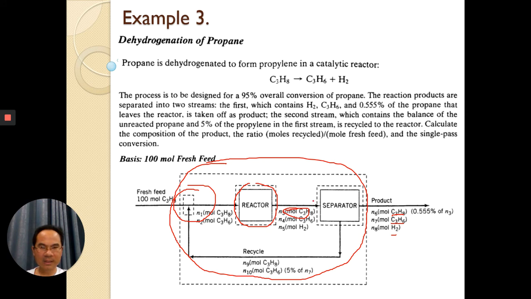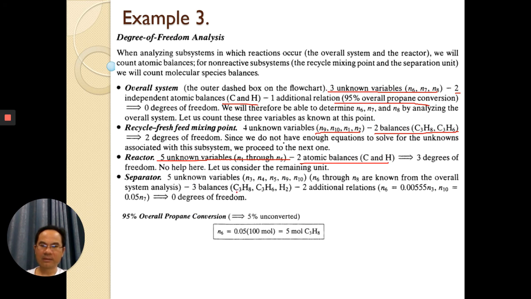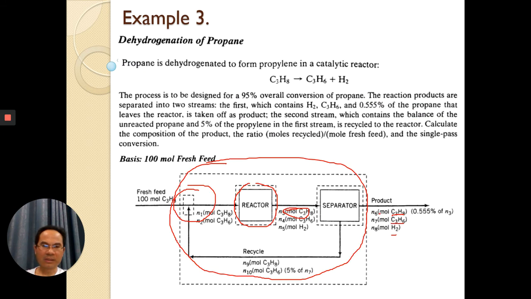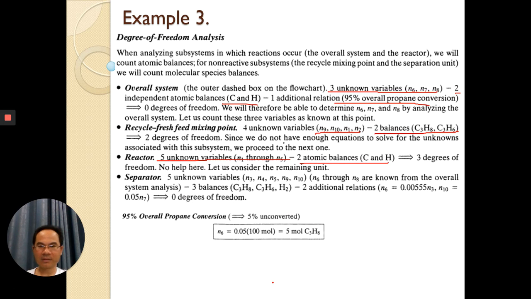The separator we have N3, N4, N5, and N6, N7, N8. But now you know 6, 7, 8 already from the overall balance. Now we have 5 unknowns: N3, N4, N5, N9, N10. N6, N7, N8 you know already from the overall balance. The first step you have to do is the overall balance. Okay, the next step we don't know yet. We have checked the last one, the separator, 5 unknowns.